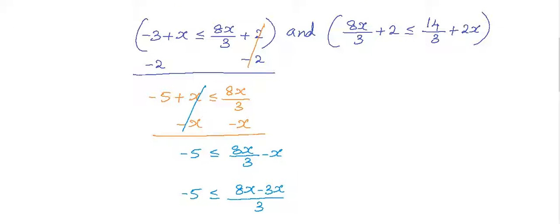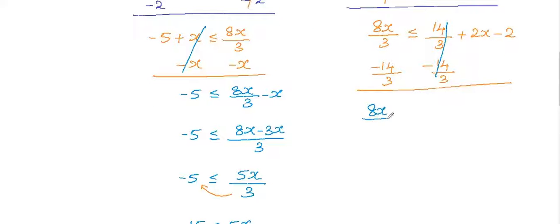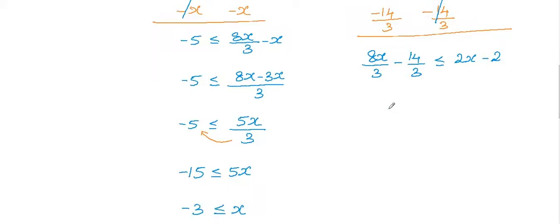Now solve the second part of the question. Subtract 2 on both sides. So we'll get 8x by 3 less than or equals to 14 by 3 plus 2x minus 2. So now subtract 14 by 3 on both sides. So we'll get 8x by 3 minus 14 by 3, and here we have the same denominators, which is less than or equals to 2x minus 2.